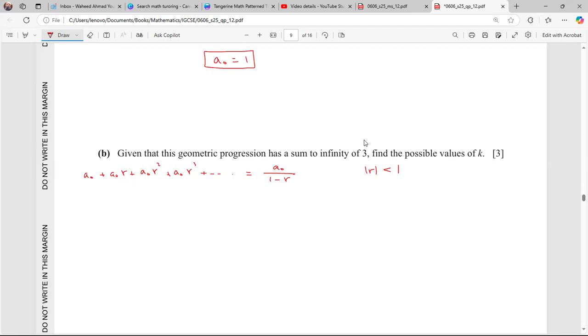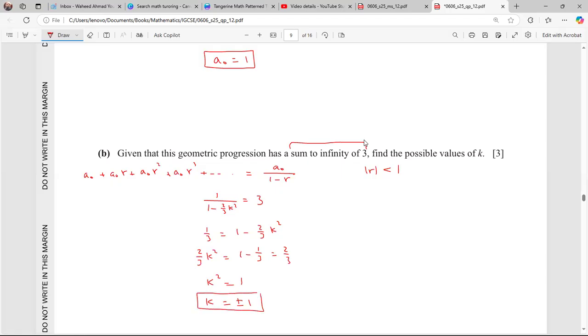So we are told that when we sum this, we know that a0 is 1 and r is 2 by 3 k square. Am I right? And this is given as 3. Remember, sum to infinity is 3. So from here we can see that 1 over 3 is equal to 1 minus 2 by 3 k square. So 2 by 3 k square is equal to 1 minus 1 by 3, so this is 2 by 3. It cancels from both sides. So k square is equal to 1 and k is equal to plus or minus 1. So find the possible values of k, this is our answer.